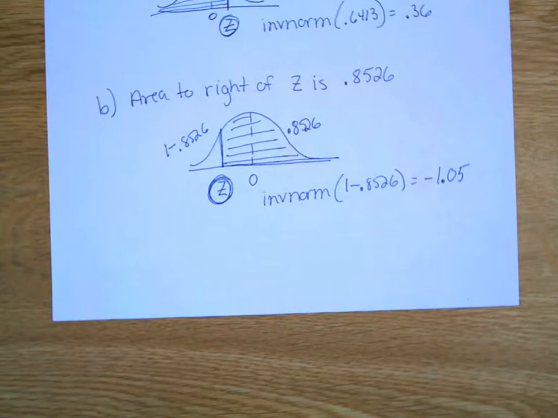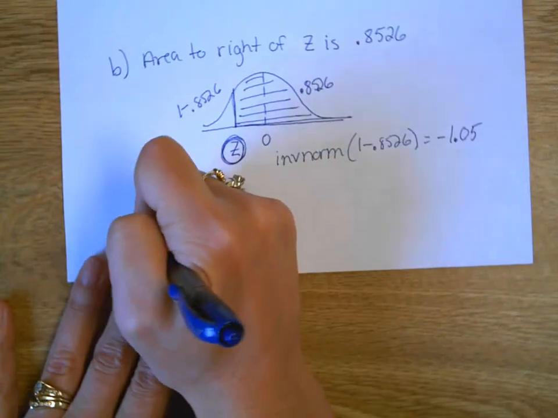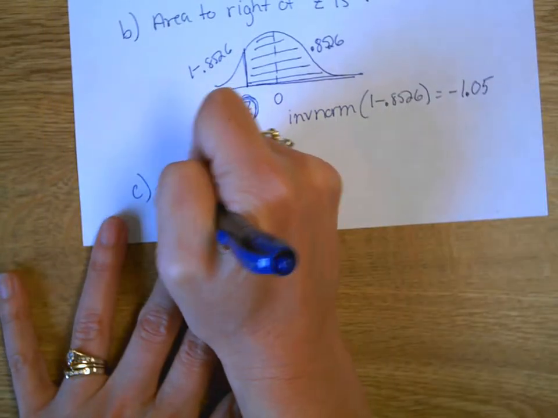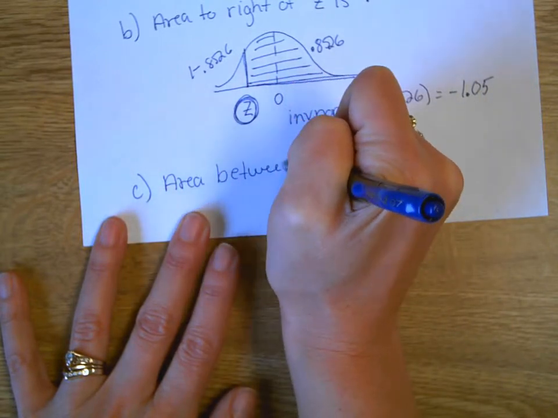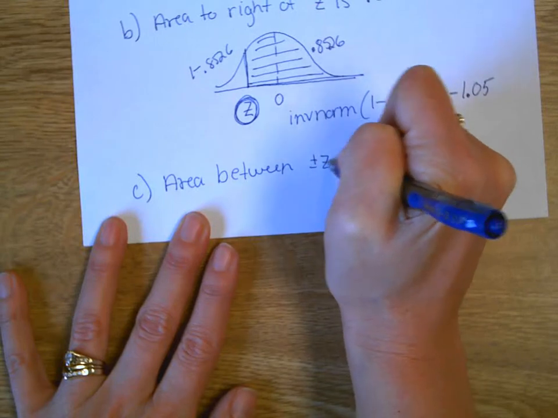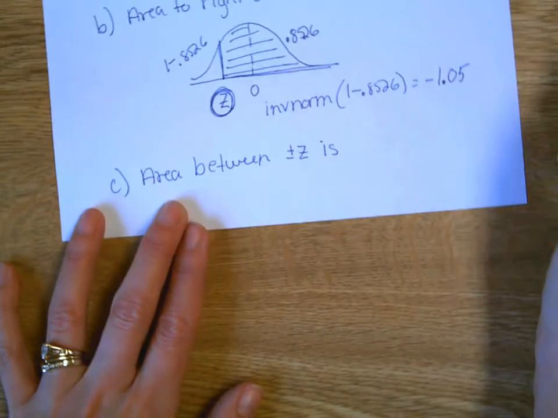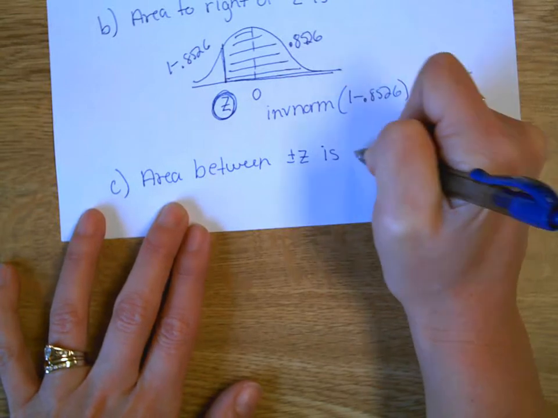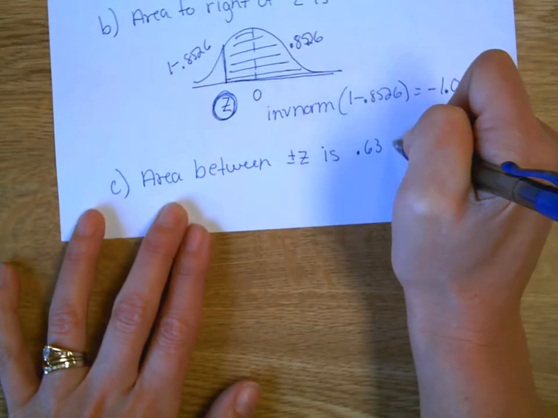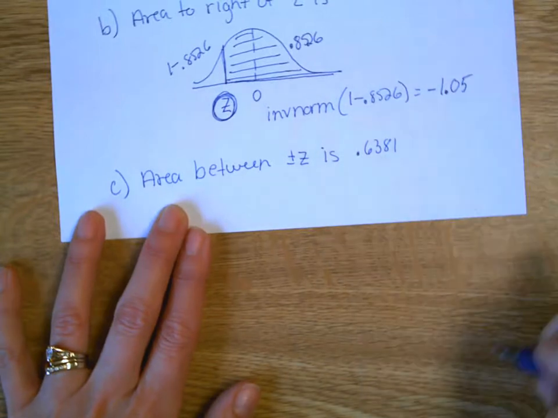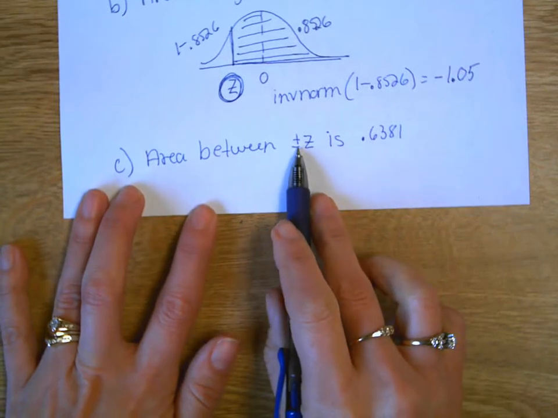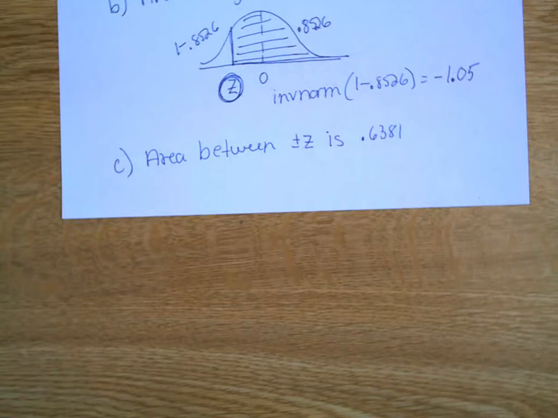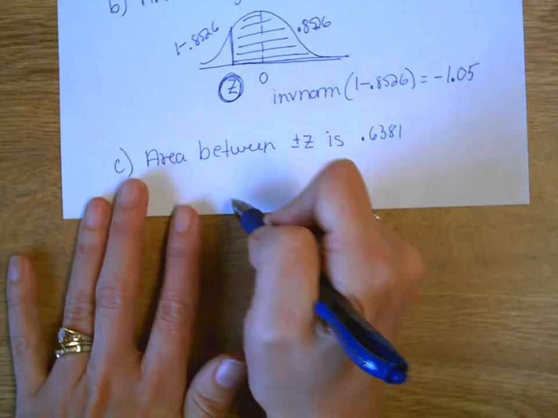Are we good there? So they can give you the area to the left, they can give you the area to the right, and there's one more thing they can do. The area between a positive and negative z-score is .6381. So what it's telling me is that these two z-scores are symmetrical. One's positive, one's negative. Same distance away from the mean. So it's centered.